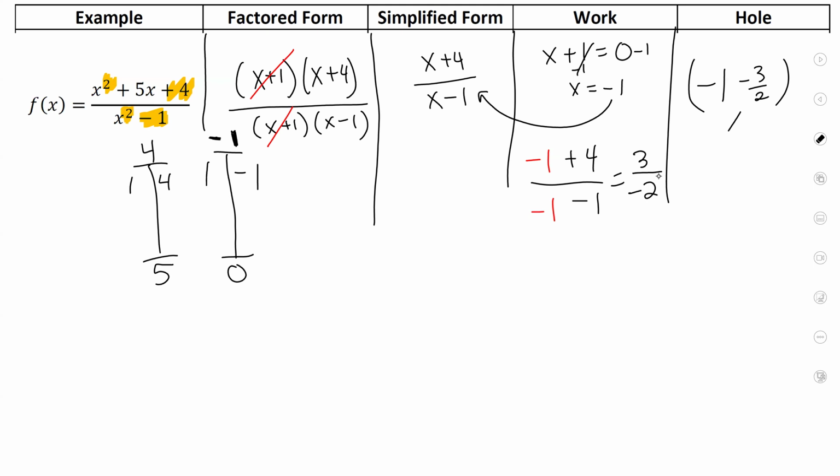If I were to draw a picture, this is telling me that I have a hole at -1 and -3/2. So that's about right here. So that means I have a hole right here, and perhaps my graph looks like this. Maybe it looks like that, maybe it doesn't. But the point is, this is where your hole is located. Make sense what we're finding?